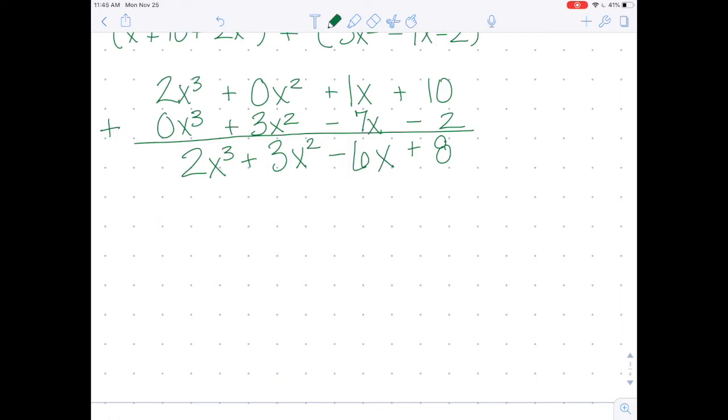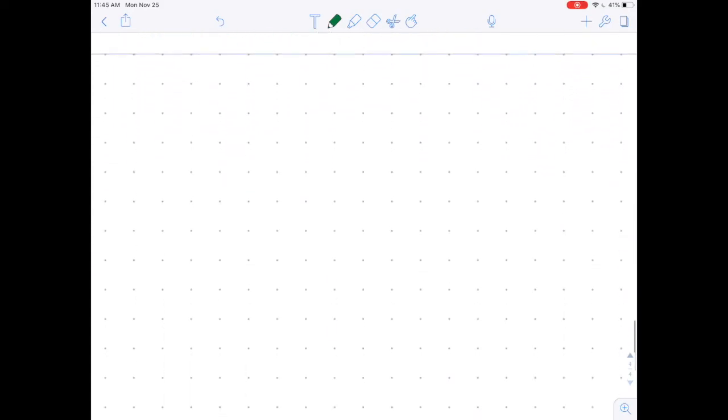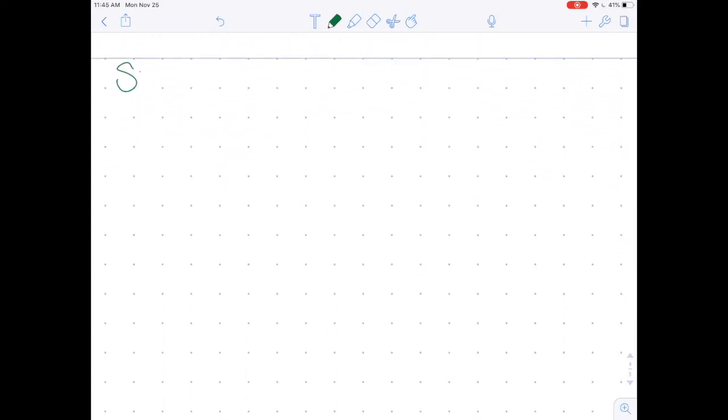Okay, the last thing we need to do today, I know this is kind of a longer video, but there's a lot of information. This is the last thing we're going to do: subtracting polynomials. Subtracting works the same way as adding. You have to have like terms. It's just that instead of adding them together, we're going to subtract them. So let's jump into an example.